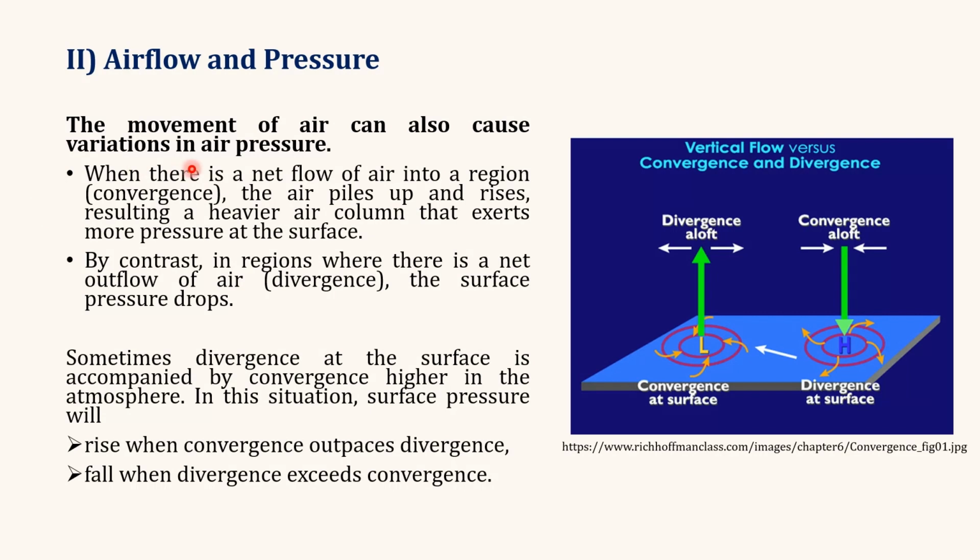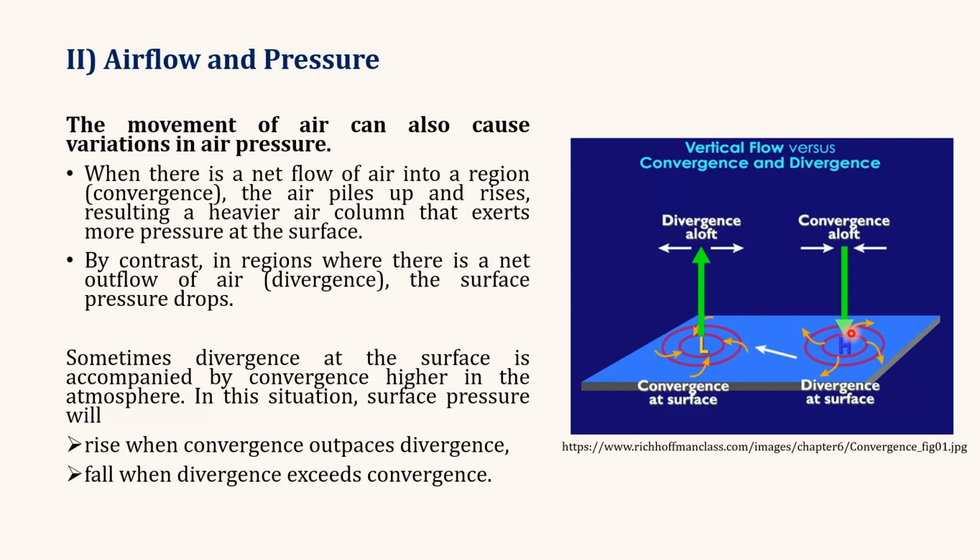Atmospheric pressure at any particular location is also affected by the movement of air. For example, at locations where there is net flow of air into a region, meaning there is inflow of air from different directions, the air piles up here and rises vertically in the atmosphere. So it results in a heavier air column in this particular location and it exerts more pressure at the surface. In contrast, in those areas where there is net outflow of air, the surface pressure in this particular area will drop.